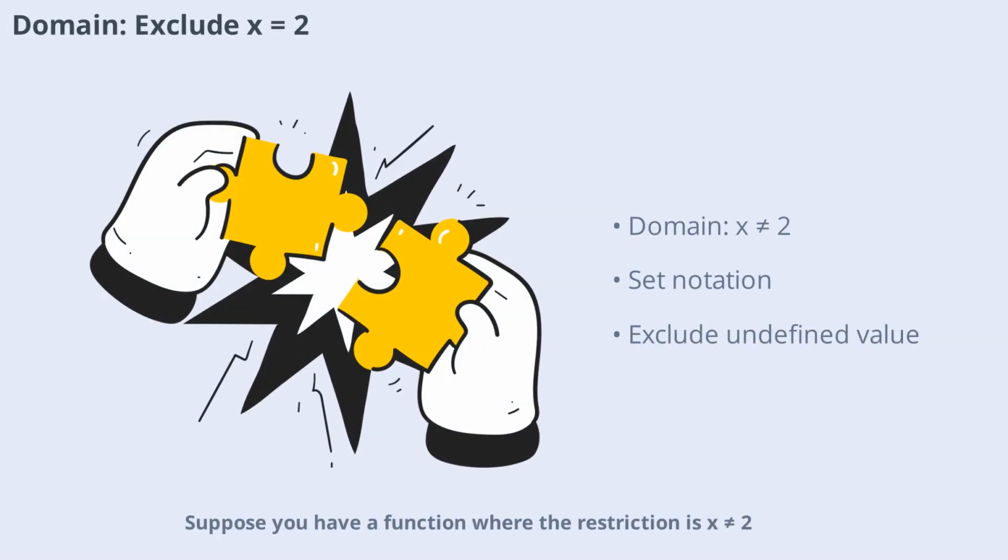Suppose you have a function where the restriction is x not equal to 2. The domain is all real numbers except x equals 2. In set notation, this is written as x in R, x not equal to 2. This tells us that every real number is allowed except for the one value that would make the function undefined.